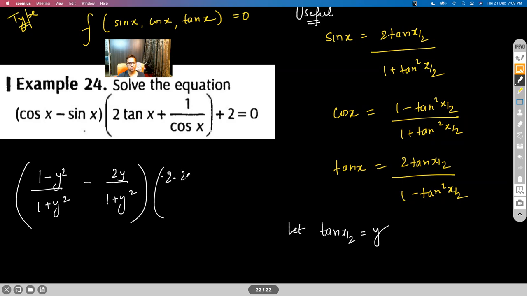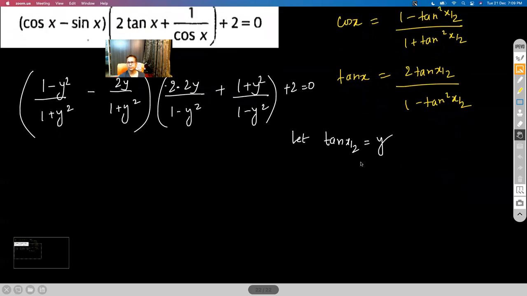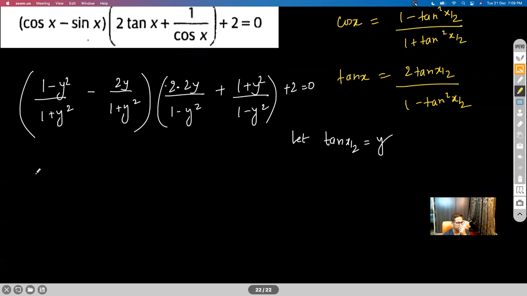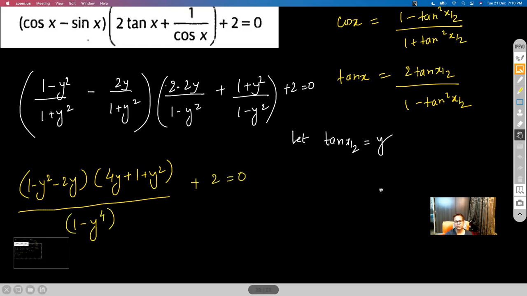This becomes 2 into 2y by (1 minus y square), and this is 1 by this. 1 by this will be (1 plus y square) by (1 minus y square). Plus 2 equal to 0. Let's try to further simplify this. So this is going to become, if I'm not mistaken, 1 minus y square minus 2y. This is going to be 4y by (1 plus y square). And down in the denominator, I'll have (1 plus y square) into (1 minus y square), which is 1 minus y to the power 4. Correct? Any questions?